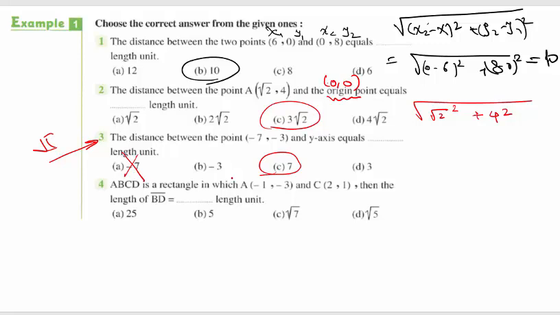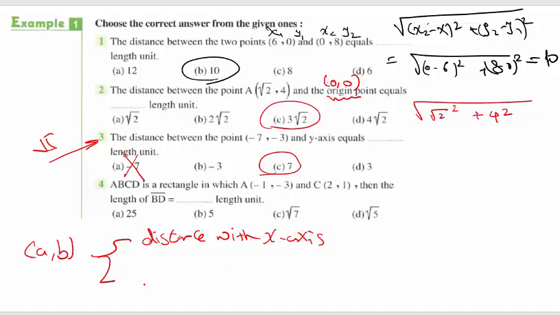So when I'm asking you about the distance with the y-axis, if I have a point called A or B, we have 2 cases to discuss: to find the distance with the x-axis, or to find the distance with the y-axis. To find the distance with the x-axis, we will take the y-coordinate but in an absolute value. And to find the distance with the y-axis, we will take the x-coordinate but also in an absolute value.